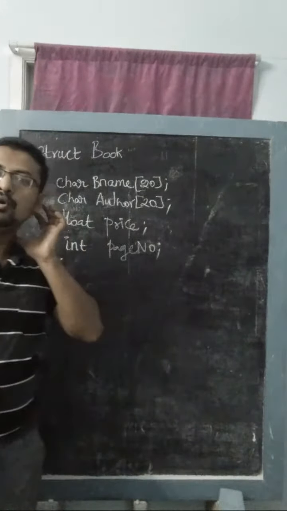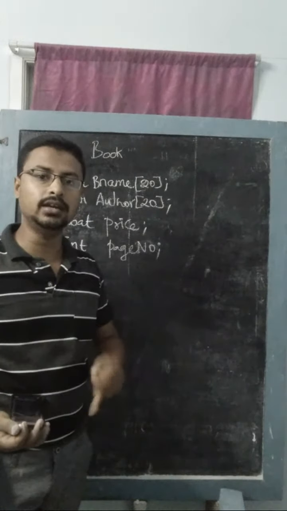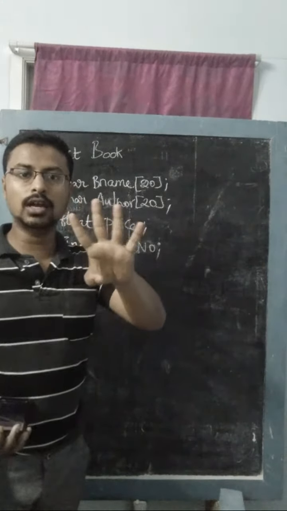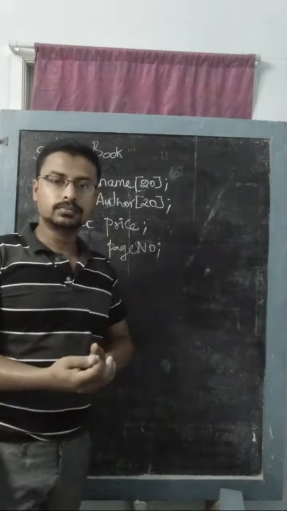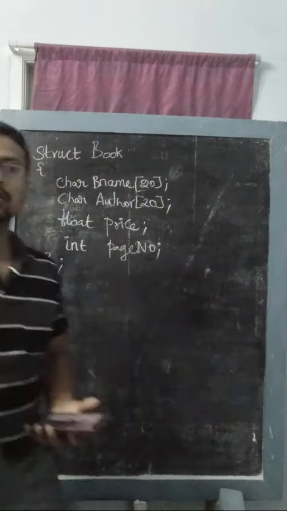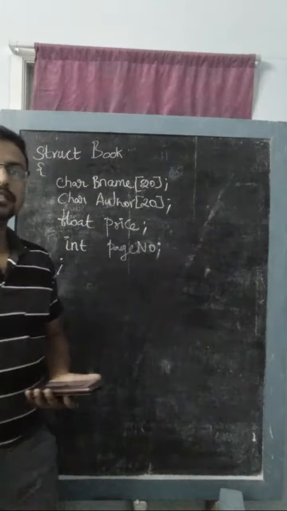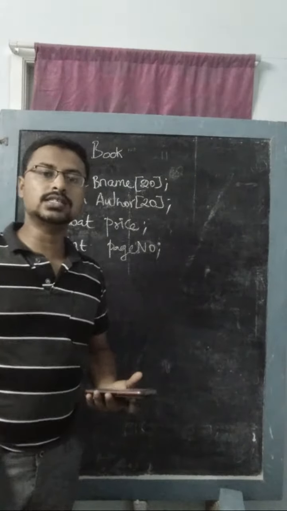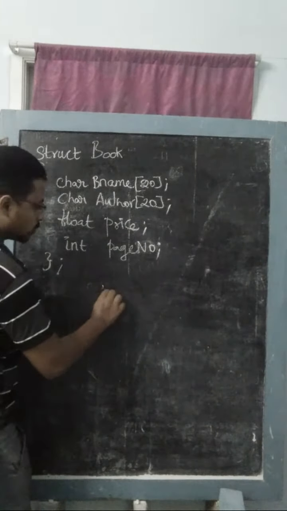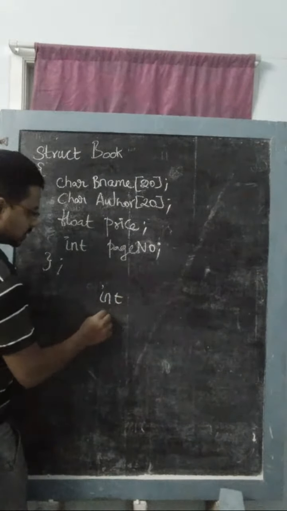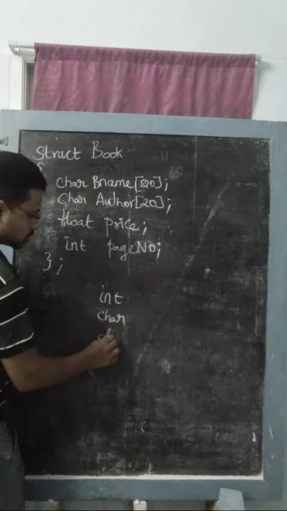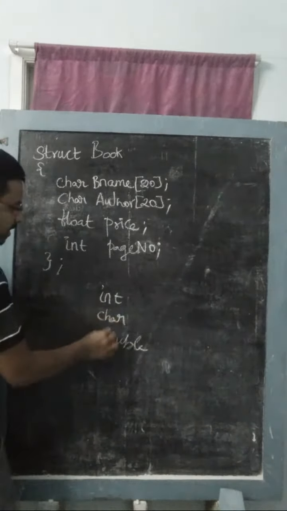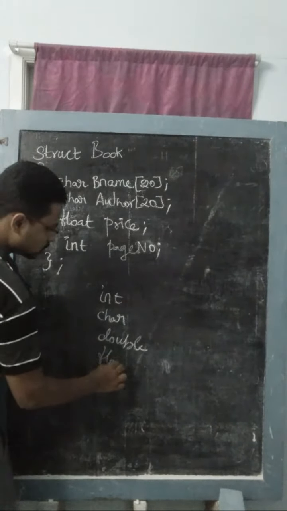We already know about primary data types. What are the primary data types we studied? Integer, character, float, double. Shall I ask one question to you? Before the last class we discussed something. What is the size of each and every data type? I'm asking the question for integer, character, double, and float. What is the size?